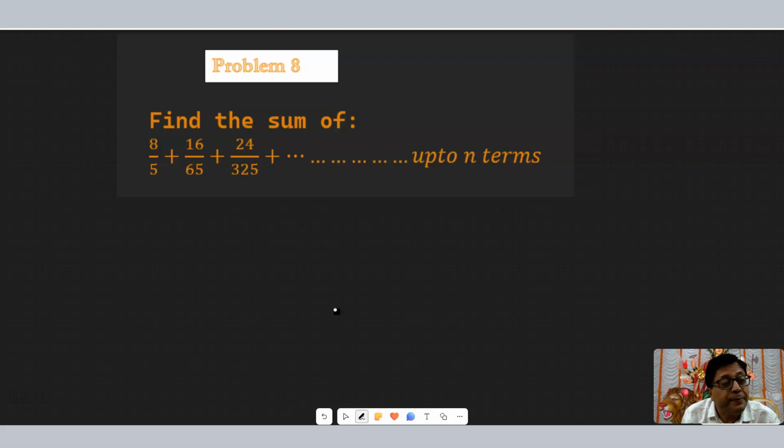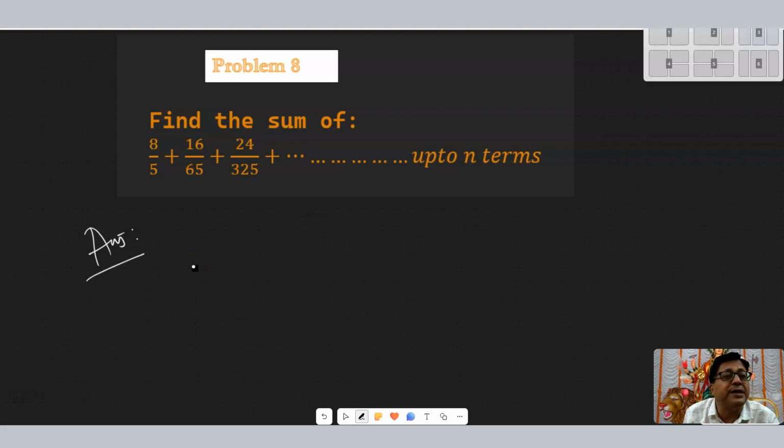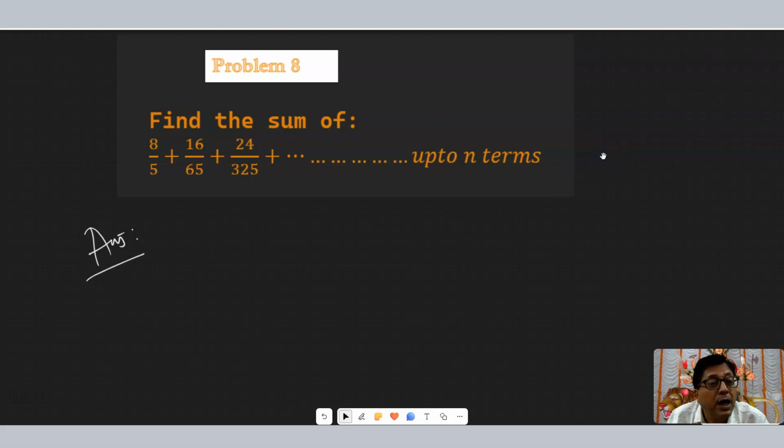What I told you in the previous sum, you need to write the nth term. Target the nth term. It is not very easy to write the nth term here. The numerator you can manage, but for the denominator you have to make some observation. There is 5, there is 65, there is 325. How can you write this? 65 and 5, there is a relation. It is 13 into 5.